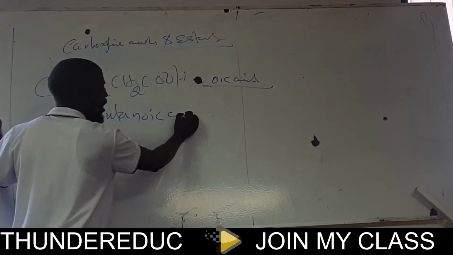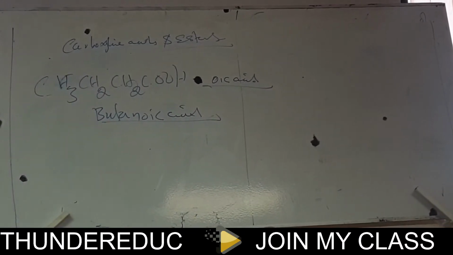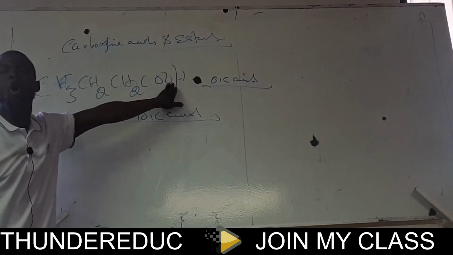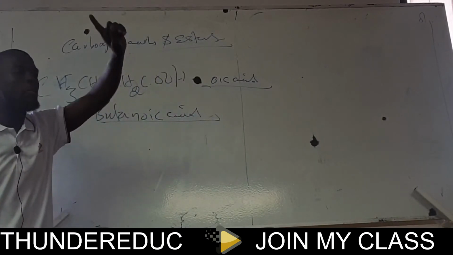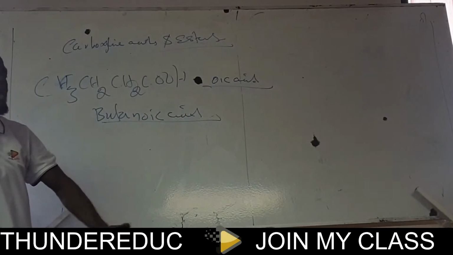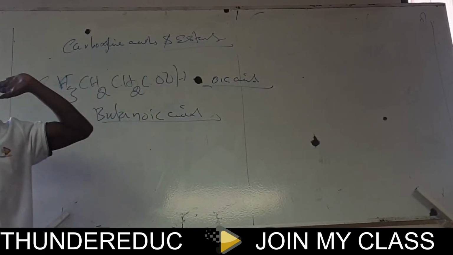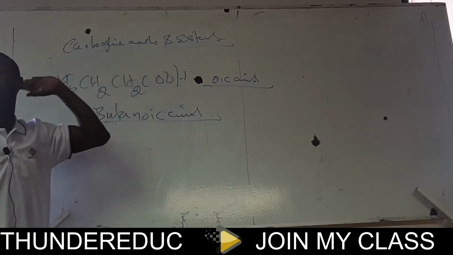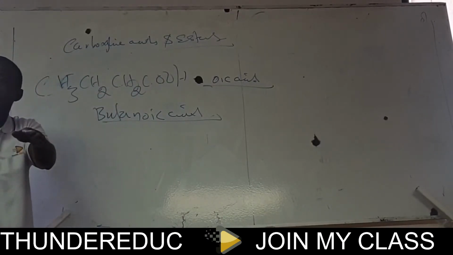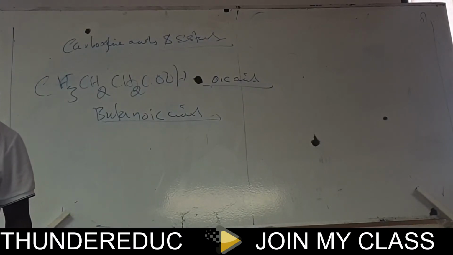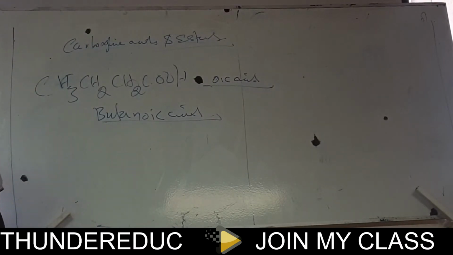It becomes butanoic acid. Simple. Sisters, when you see double O, that is either a carboxylic acid or an ester. If it's at the end, it's a carboxylic acid. If it's at the beginning, it's a carboxylic acid. If it is along the molecule, then it's an ester. Yes? So the -oic acid is separate.